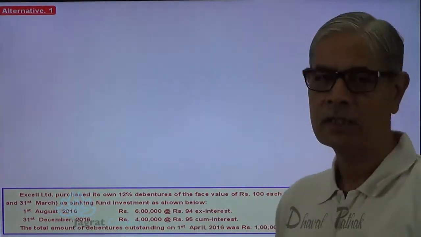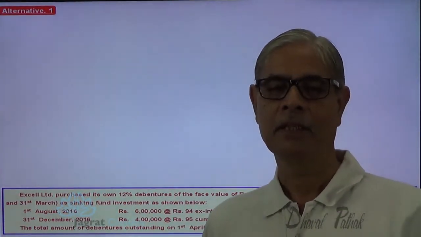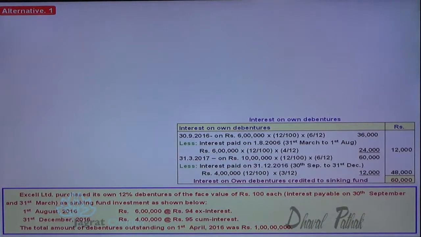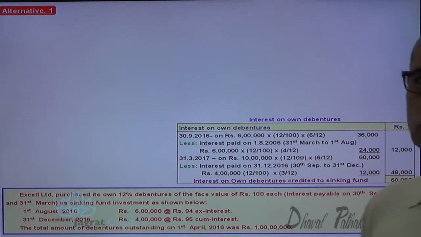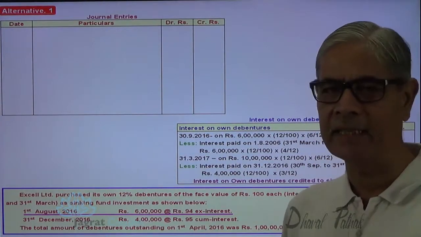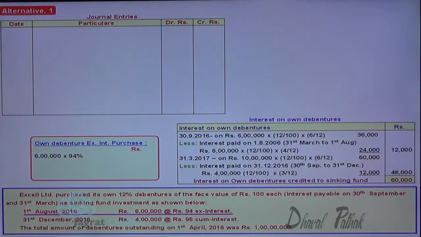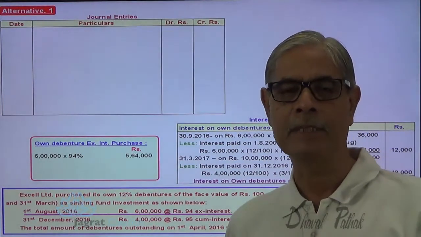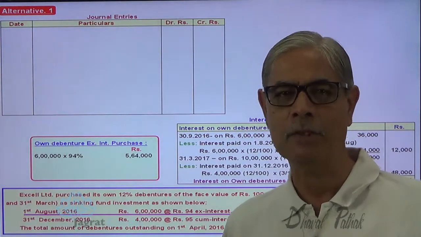On 1st of August, investment in own debenture made 6 lakhs. This is the working that I have already explained to you. Now on 1st of August, 6 lakhs into 94% is the ex-interest purchase price. That works out to be 5,64,000. This is the ex-interest price, meaning the cost of purchase of investment.